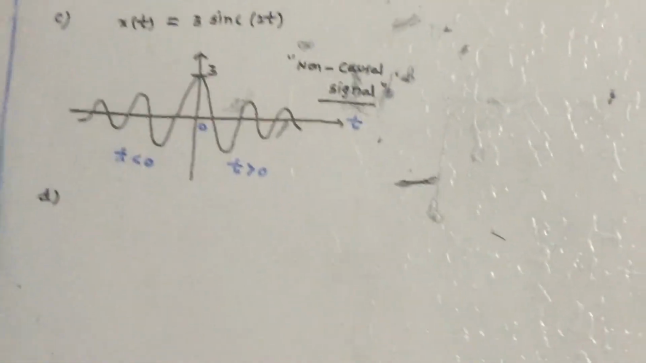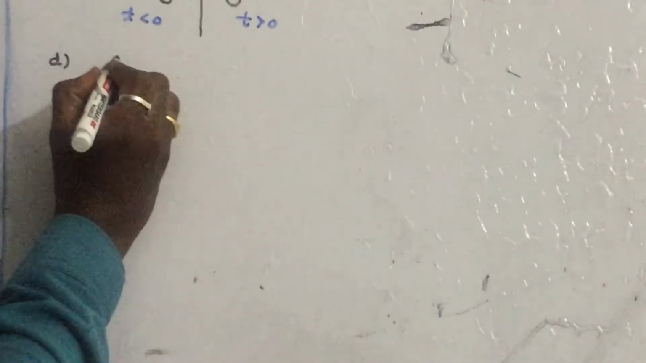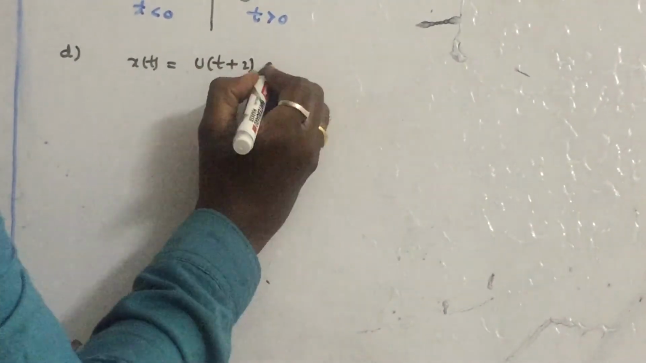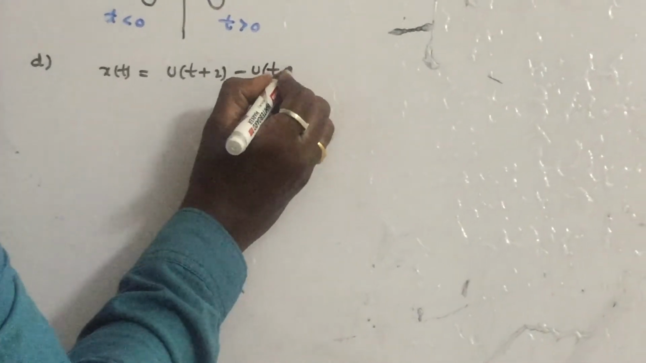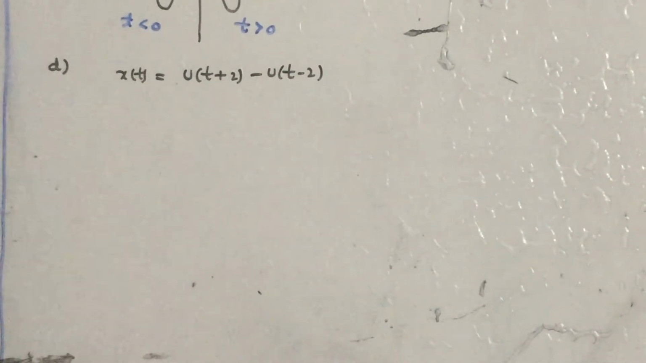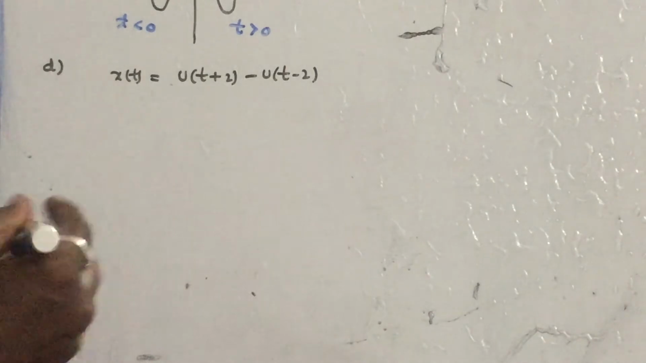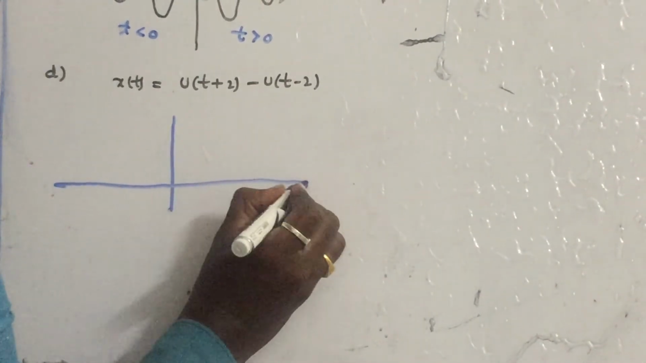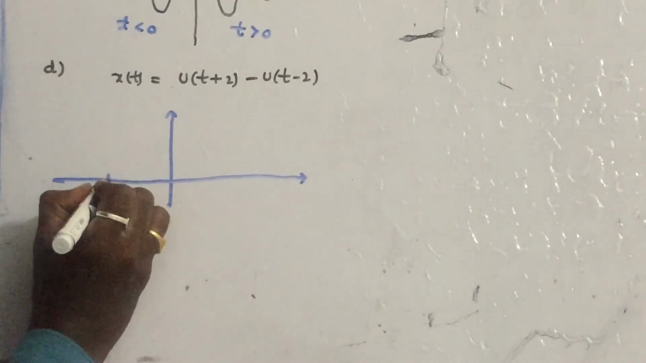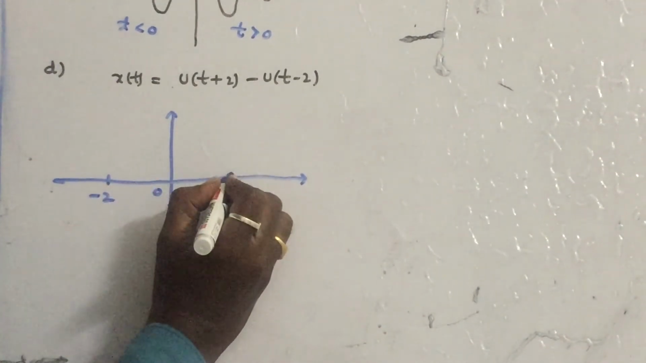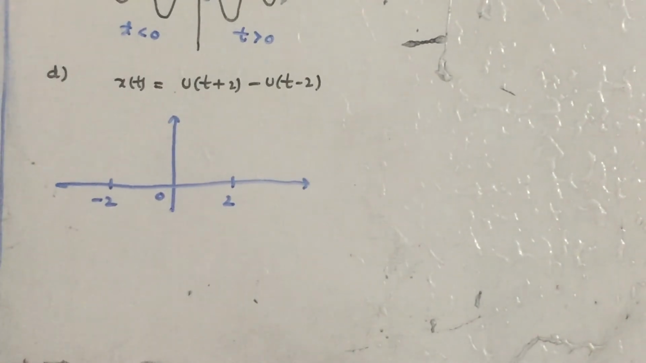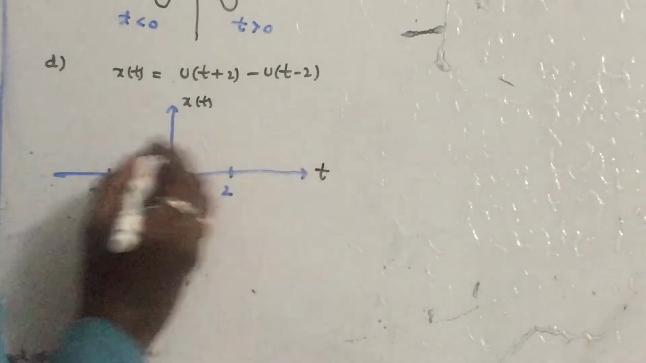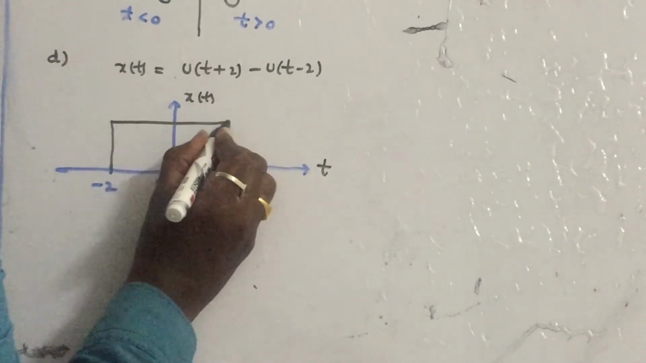So let us take question number D. The question number D is x of t is equal to u of t plus 2 minus u of t minus 2. As we have drawn this kind of graph, I am directly drawing the waveform, since we solved many problems of this kind. This is minus 2, 0, 2. So this is x of t versus t. The signal exists from minus 2 to 2.